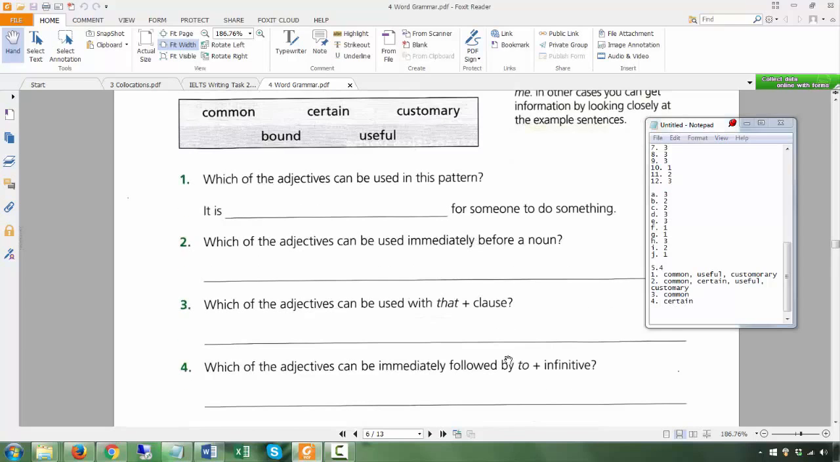Lastly, which of the adjectives can be immediately followed by to plus infinitive? Now this is just to plus infinitive, not it is. It's just immediately followed by to plus infinitive, right? And the answer to that will be all of them: common, bound, certain, useful, and customary. All right.